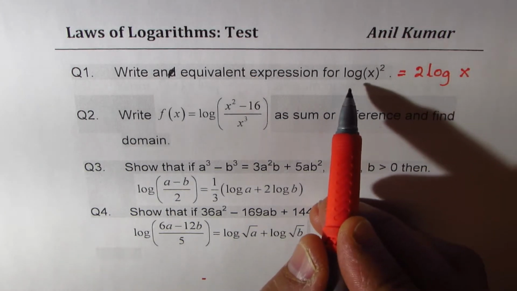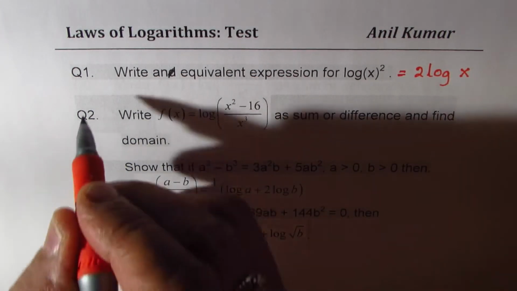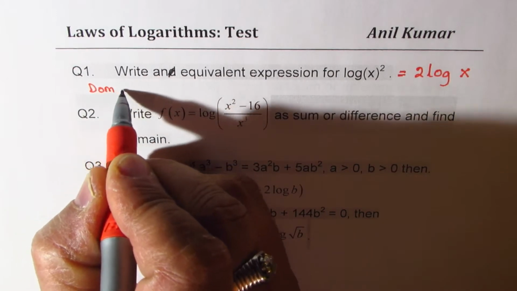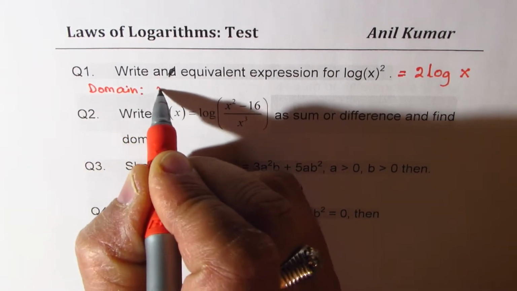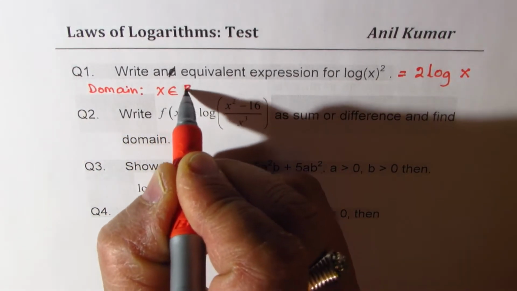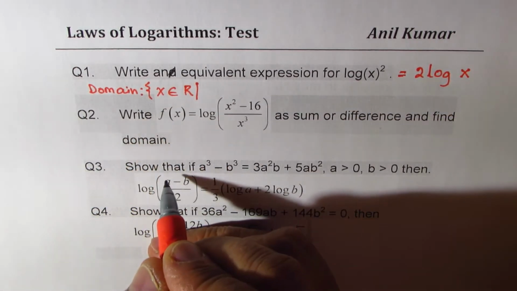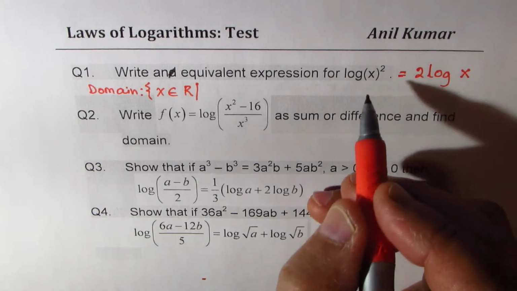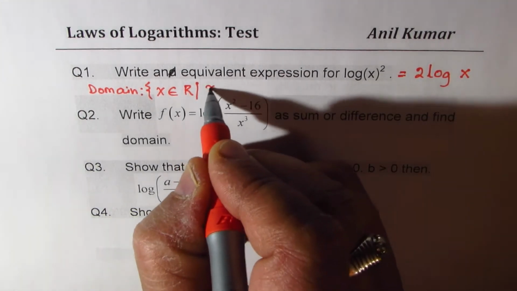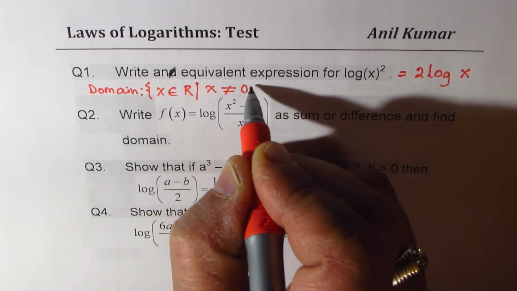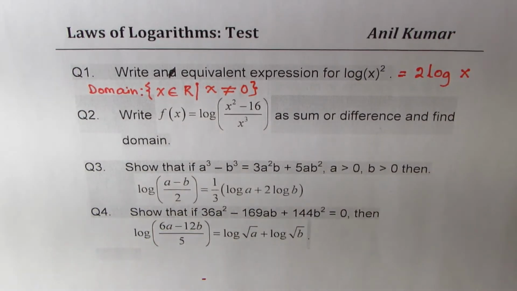If you notice, when we have log of x squared, what is the domain of this function? Domain here is that x belongs to all real numbers, right? Except for it cannot be 0, right? So x is not equal to 0. So except for that, it belongs to all real numbers.